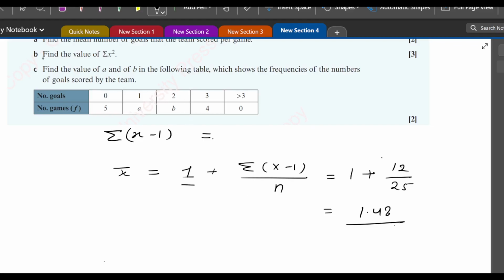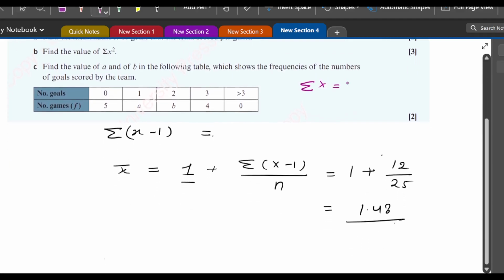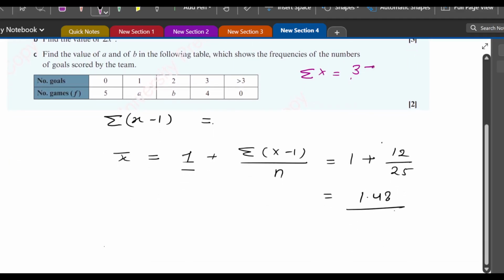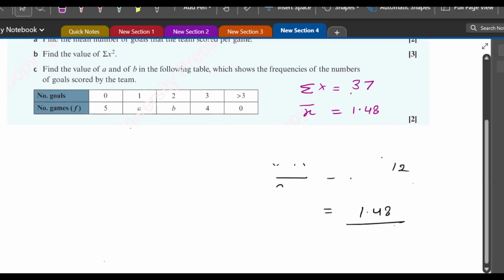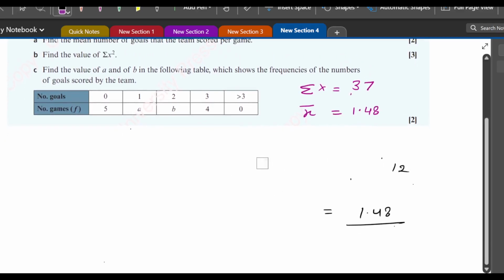Now, second, I have to find out the value of summation of x square. I will write some critical values which I have already found. Summation of x was 12 plus 25, so it was 37. Summation of x was 37, and the x bar we worked out as 1.48. Now the second question is to find out the summation of x square.